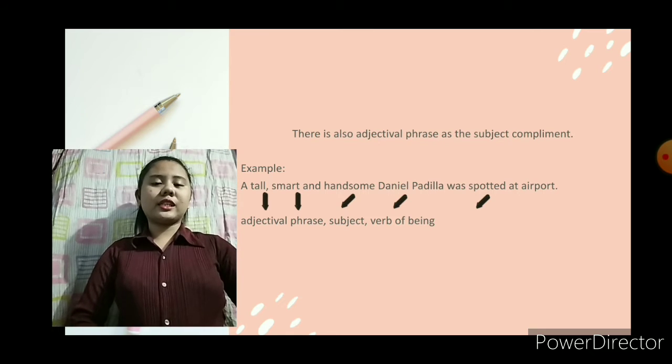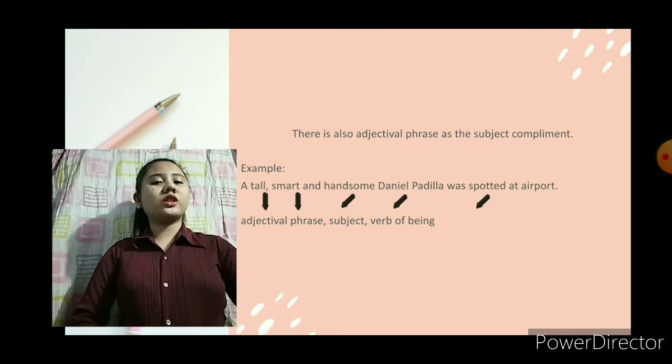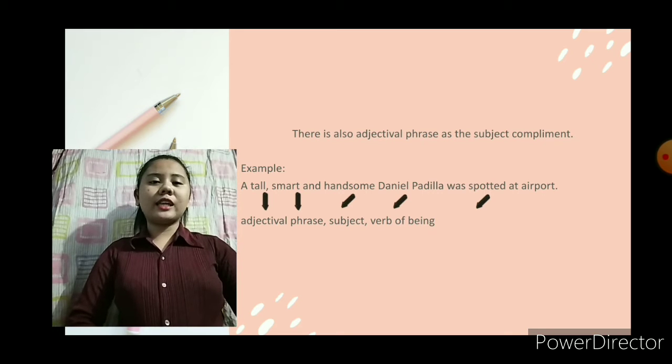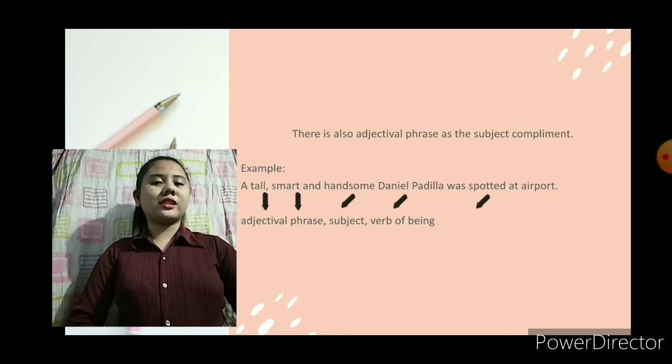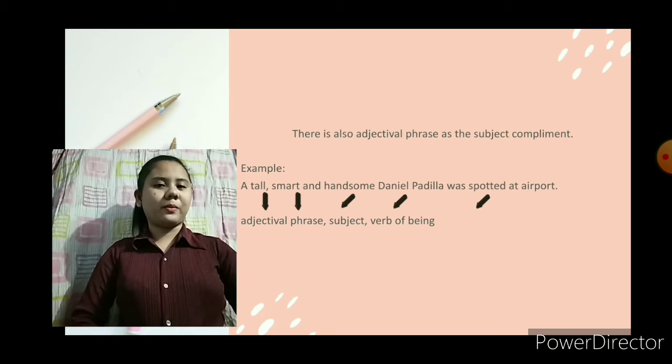Adjectival phrases can also be used as a subjective complement. For example, a tall, smart, and handsome Daniel Padilla was spotted at the airport. Daniel Padilla is the subject, was is the verb of being used, a tall, smart, and handsome is the adjectival phrase that is used as a subjective complement.